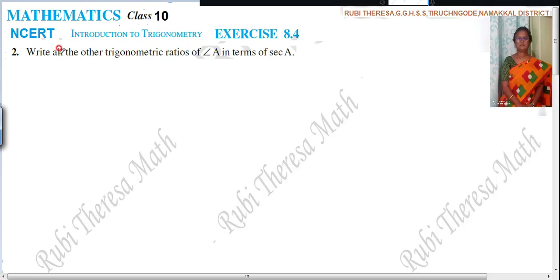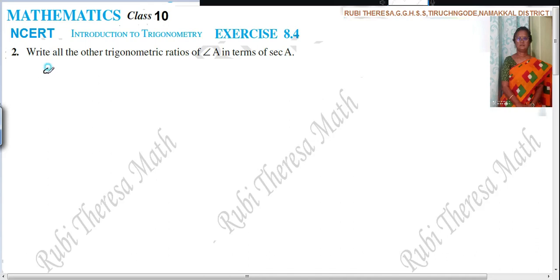Papu, Kanna, listen here. Write all the other trigonometric ratios of angle A in terms of secant A. In terms of secant A. First you should say the trigonometric ratios.